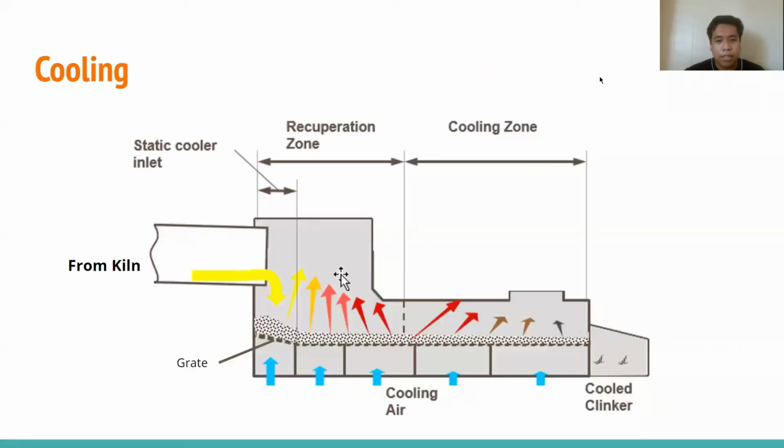This process is shown in this diagram. The clinkers are laid out onto a moving grate as they exit the kiln. They are then cooled down by a continuous stream of cool air from below. The hot air is then exhausted at the top or recirculated back to the kiln.